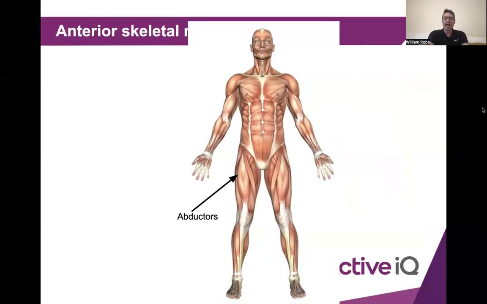Okay, so let's look at anterior skeletal muscles. So anterior meaning front. Already we can see highlighted here are the abductors, or sorry, abductors. So the abductors are on the outside to allow abduction. So abduction away from the body. Let's see what else we have.